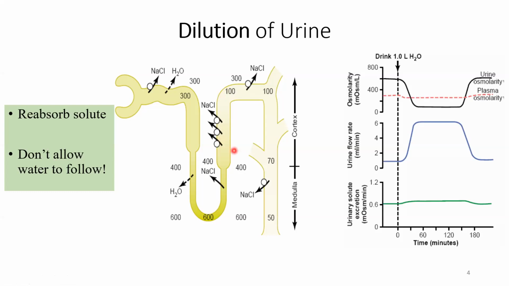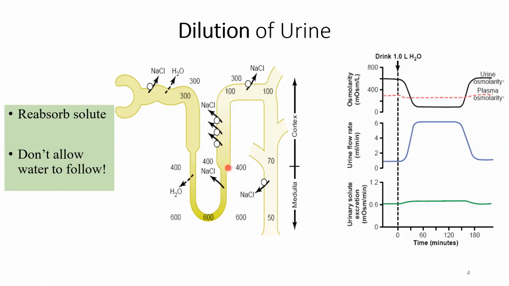And this is where you reabsorb sodium chloride into the interstitium, but water cannot follow it like it follows in the PCT. Here, the water cannot follow, and hence the tubular fluid becomes dilute because you've removed the salt, and now what remains behind is the water.